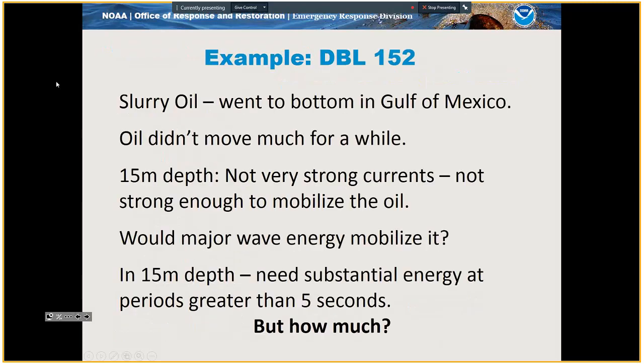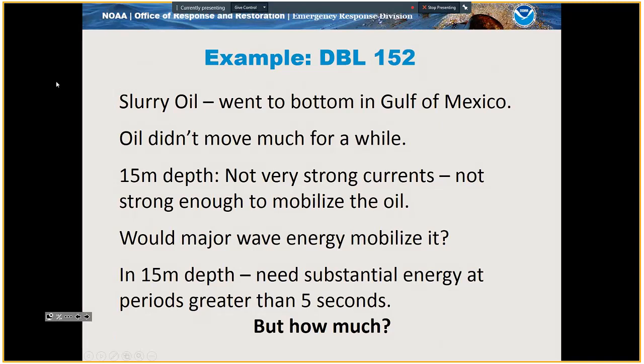So I'm going to use an example of this. Jordan talked a little bit about the DDL-152. This is a slurry oil, which is just weird stuff. But it's very heavy. And we say it's not very viscous. Well, it's not very viscous for a very heavy oil, but it's still pretty viscous. And most of it just went to the bottom. It got into these little snake-shaped things that settled into the ripples on the bottom. But it was just hanging out in pretty much the same area for a while. They were about to go. They had divers down with vacuums.